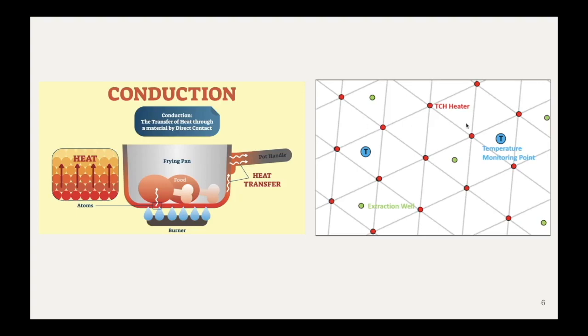The next graphic then just depicts a typical grid pattern that extraction wells will be set up in. The thermal conduction heaters will be usually set up in some sort of hexagonal pattern with occasional temperature monitoring points, which are pretty important, and then extraction wells, which are usually located somewhere in the middle of these hexagons.